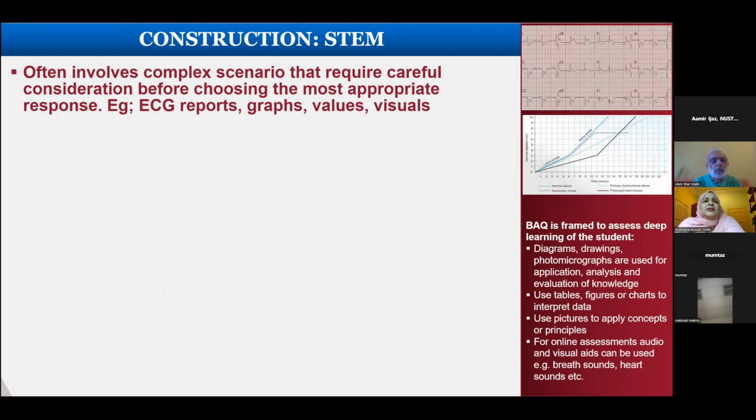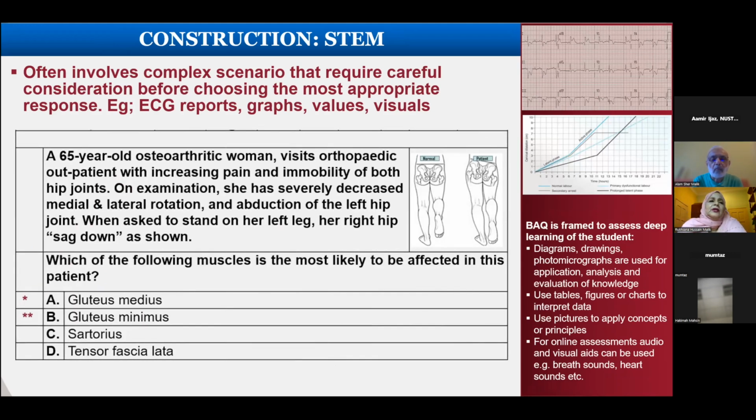The STEM construction often involves complex scenarios that require careful consideration before choosing the most appropriate response. For example, the ECG reports, graphs, values and visuals. So they need a lot of thinking about it. For example, this question is again a very simple question on orthopedics, but we have put up a picture over there to make it clearer to the students.